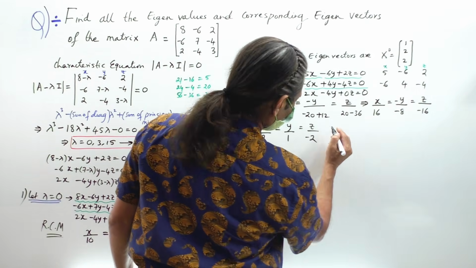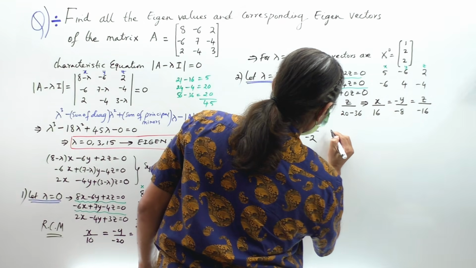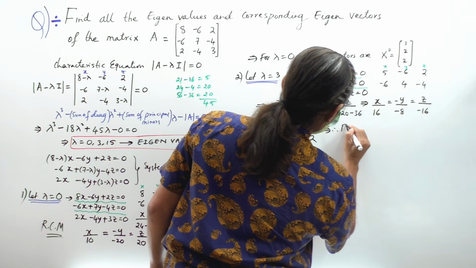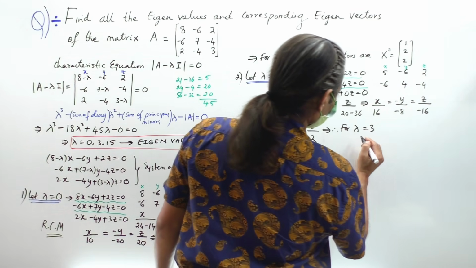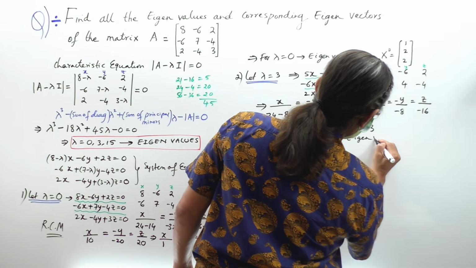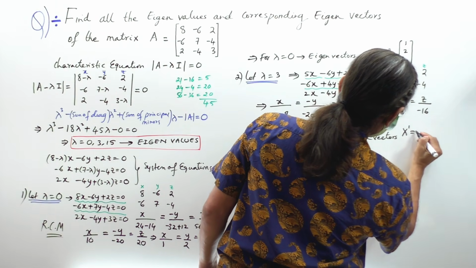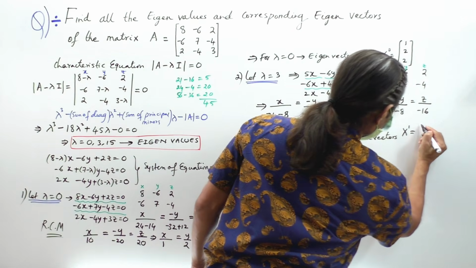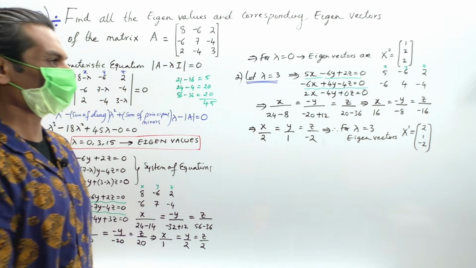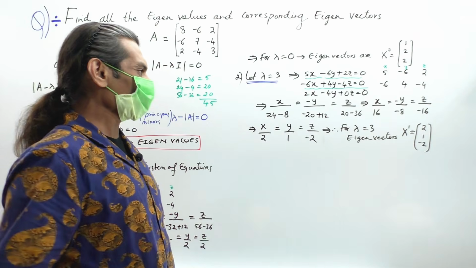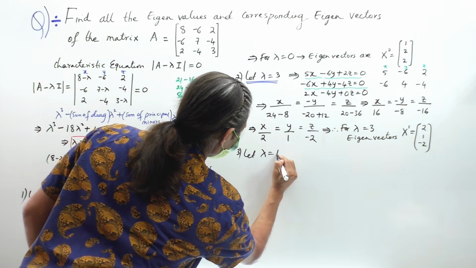Therefore, for lambda is equal to 3, the eigenvectors are, I think, x1 is equal to 2, 1, minus 2. That's it. Fine. Lastly, for case 3, let lambda is equal to 15.